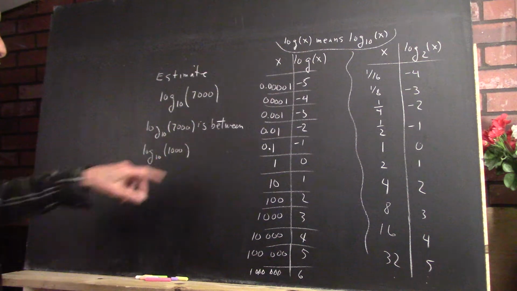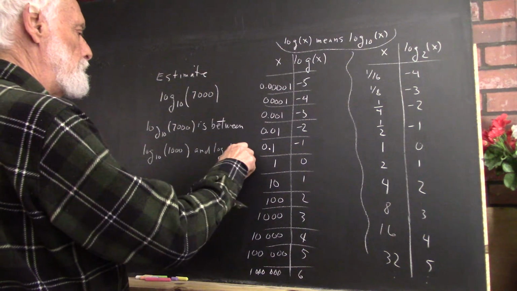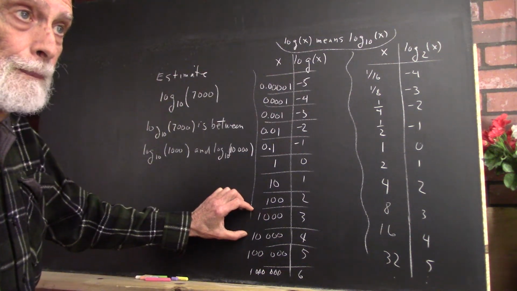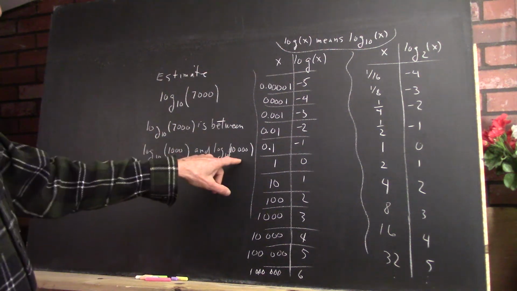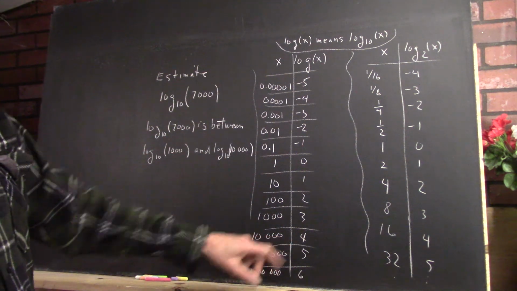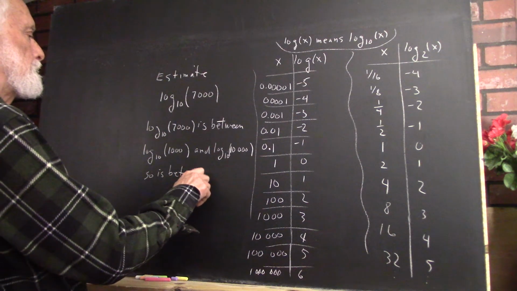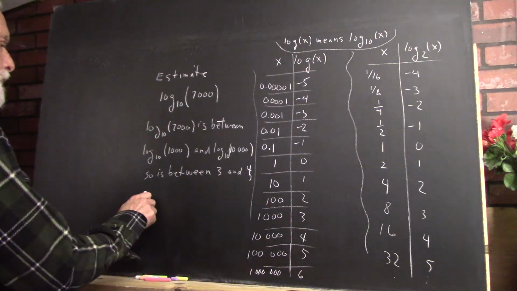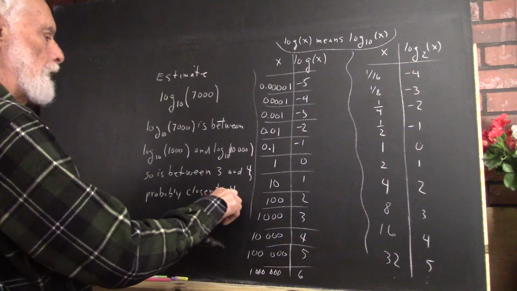You know it's between the log base 10 of 1,000 and the log base 10 of 10,000. And it's going to go somewhere between here and here on the table. And if you've got a table, you can say, well, that's going to put it between 3 and 4. And 7,000 is closer to 10,000 than it is to 1,000. So you figure it's going to be pretty close, or at least closer to 4. It's probably going to be closer to 4.